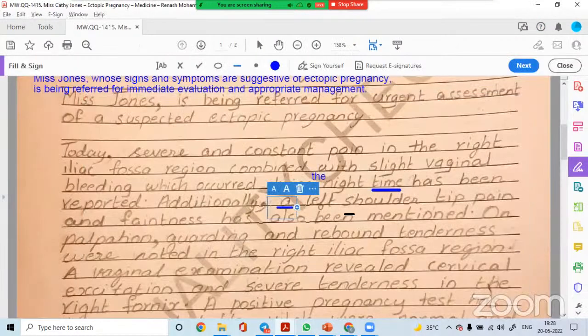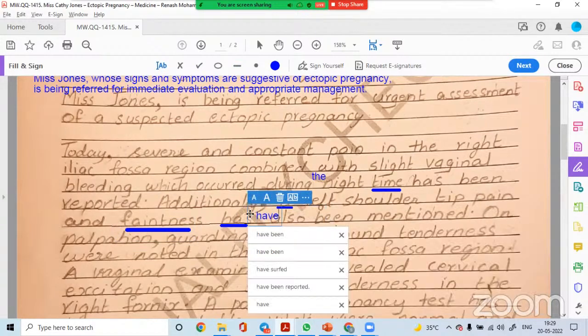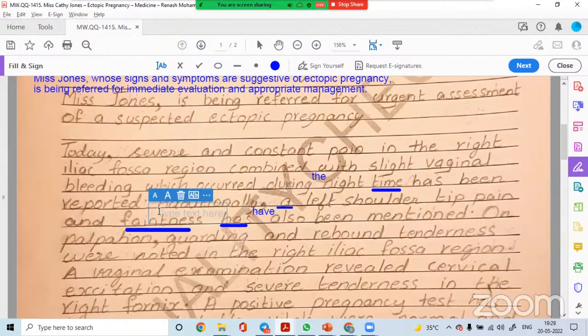Felt faint is already there. Same word you are writing. Faintness. Instead of that one, you can say felt dizziness. Have also been mentioned. Two things are there, so have. Two things: one is pain and faintness. Dizziness you can say instead. That is better. Have also been mentioned. Change the words if possible. As far as possible, don't copy the same words. Okay, you can say dizziness. Have also been mentioned.